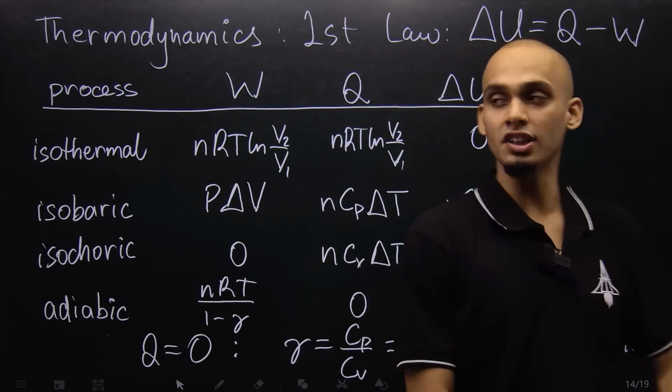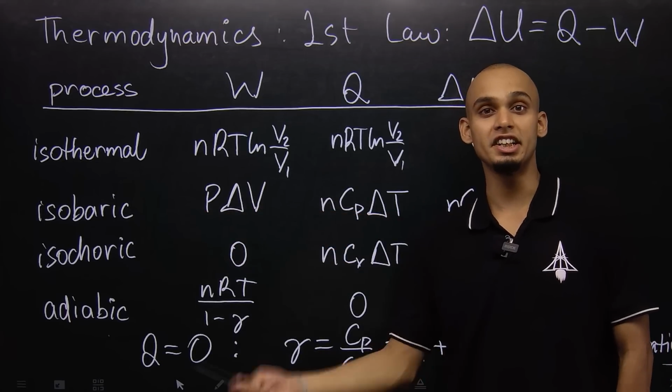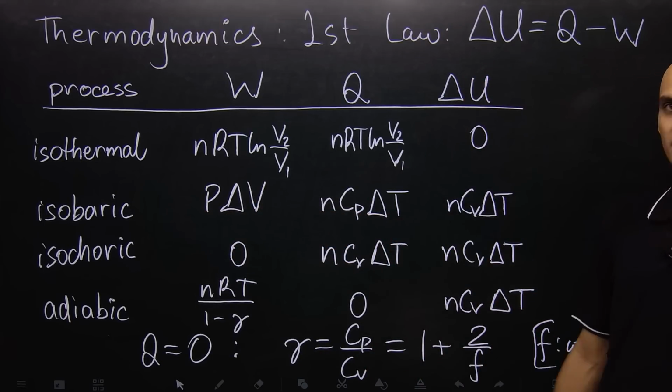And if you know the results for the work done, the heat provided, and the change in energy for these four standard processes, if you can memorize the expressions for these quantities, then problems will be very, very simple for you. Otherwise, you will have to sit and derive all these quantities for every problem. It looks like there is a lot to remember over here, but if you remember it logically, that is, the change in internal energy is always nCv delta T.